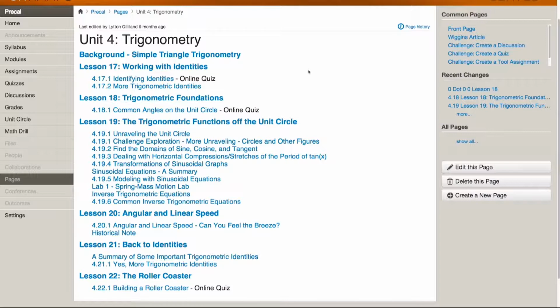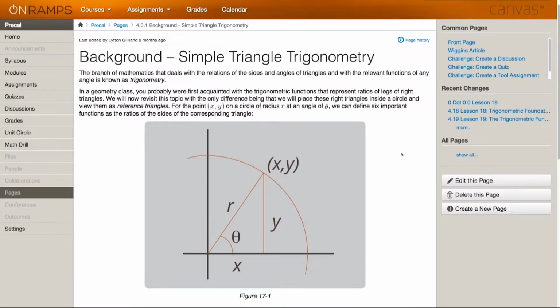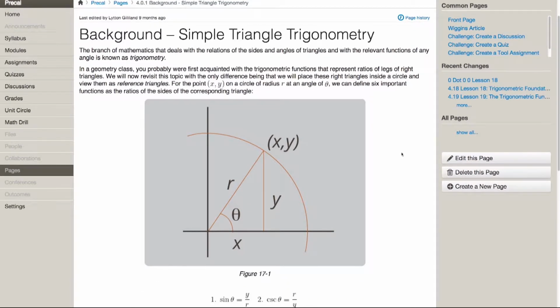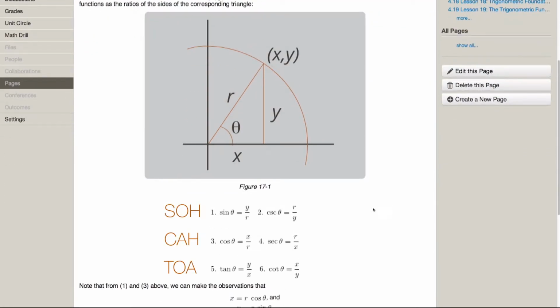All of these explorations are meant to be completed in groups of 2 or 3 students with minimal guidance from the classroom teacher. Let's take a look at the background information. Note that the background is directed at students, reminding them of important trigonometry concepts that they will build on in the following unit. For instance, this background page shows the relationships between angles of a right triangle and side length ratios, also known as SOHCAHTOA, that the students should be familiar with.